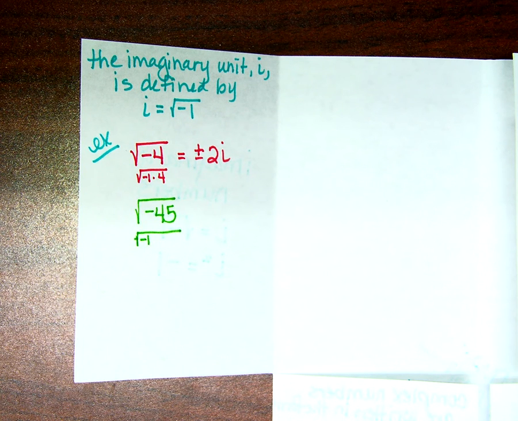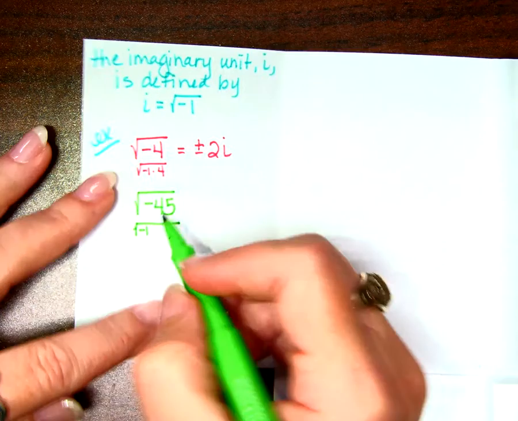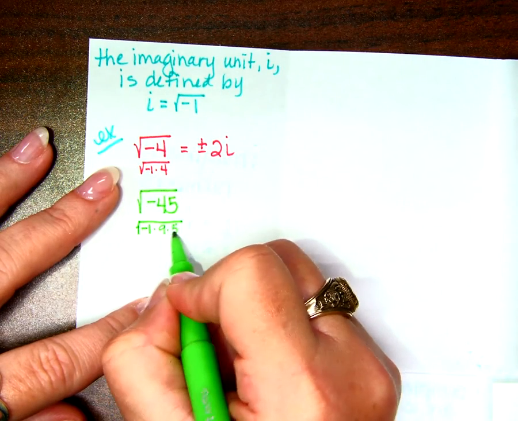Why do I want to choose 9 and 5? Because I know the square root of 9, right? I want to choose numbers that I know the square root of. I could have chosen 3 and 15, right? But I don't know the square root of either one of those. So I want to choose 9 and 5.